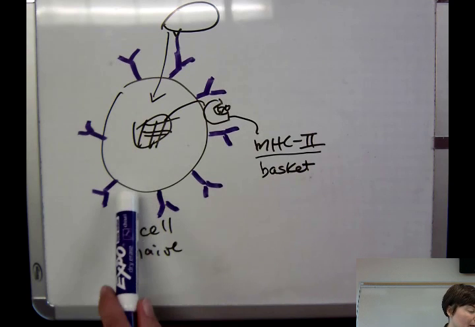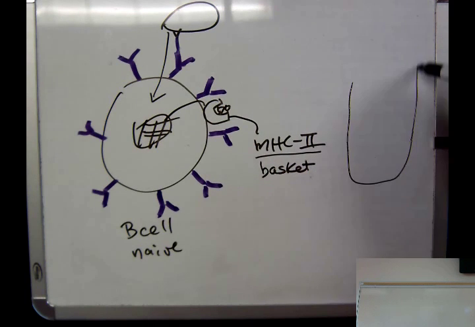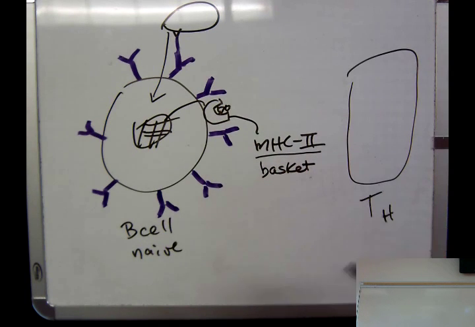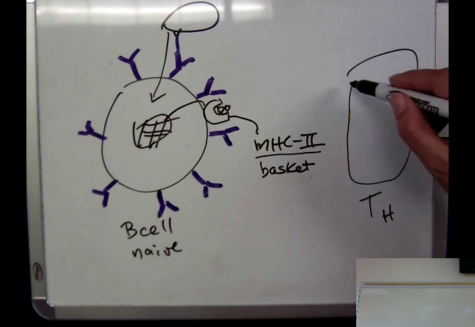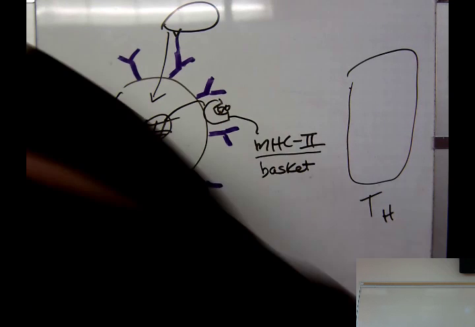Now, in order to be activated, usually the B cell needs a second opinion. Who needs to provide that second opinion? T helper cells. Okay, so let's make one of those. Here's our T helper cell. Now, what do T helper cells have? They have a couple things. They have something called a T cell receptor.